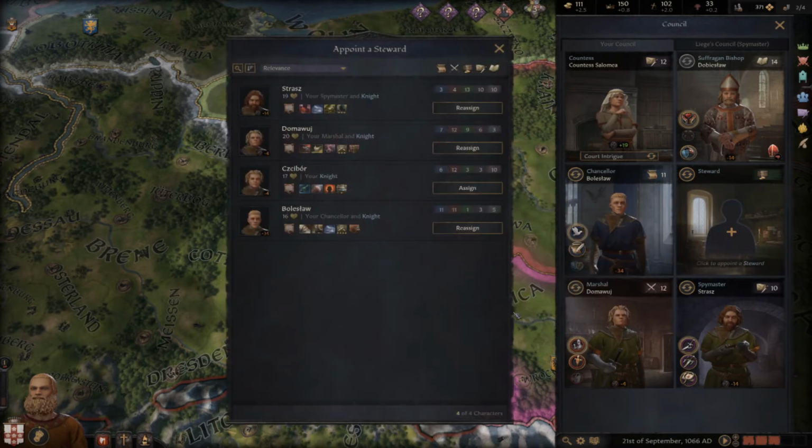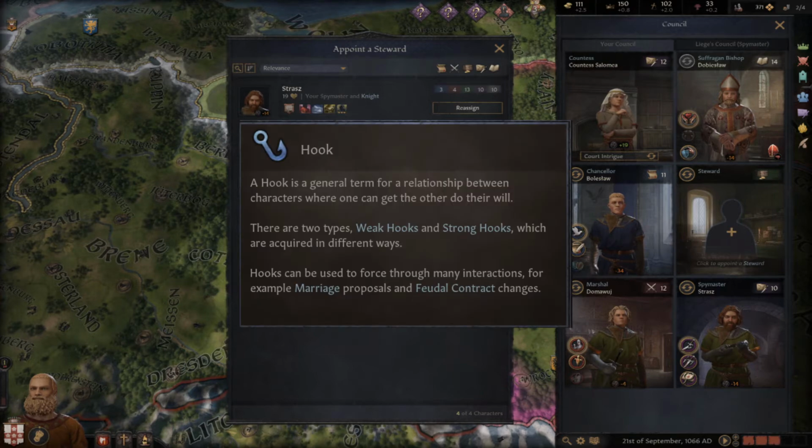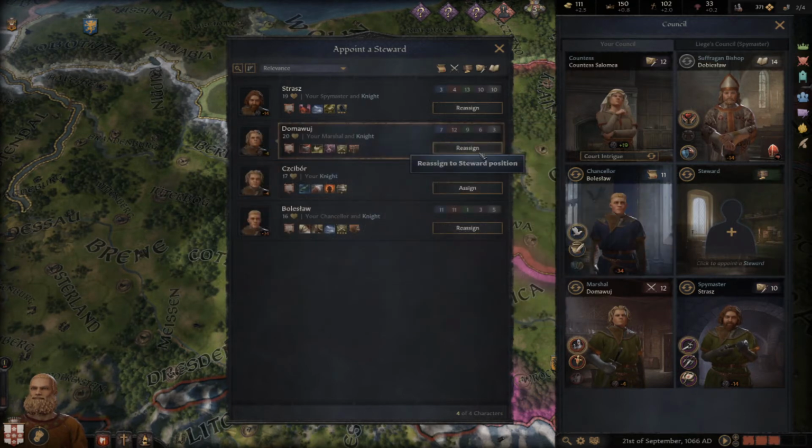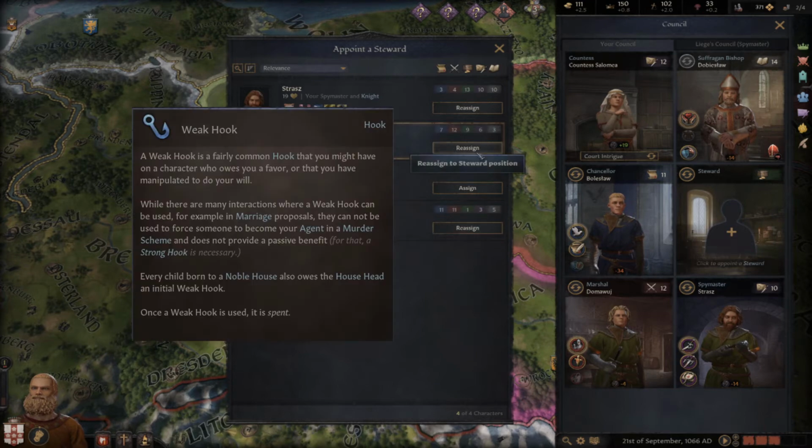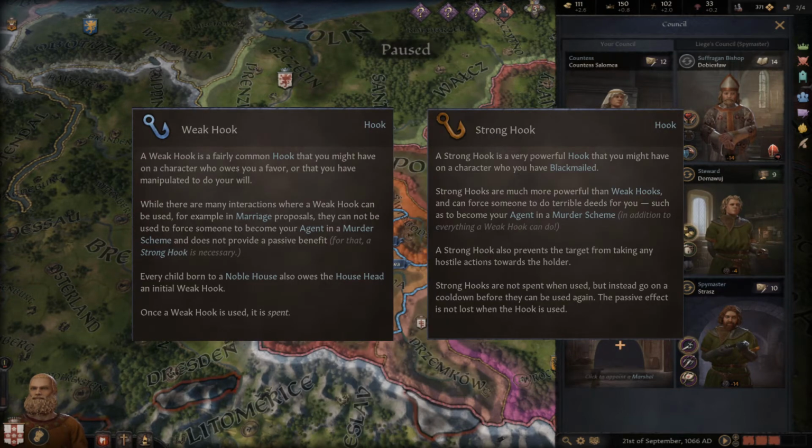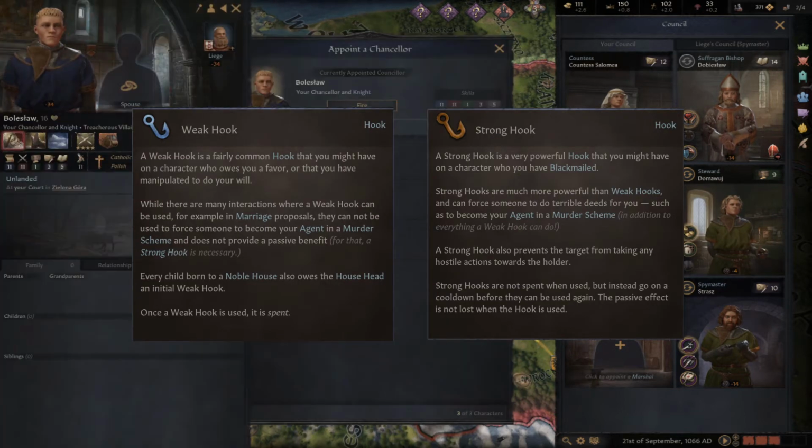Next, we have hooks. These are a means of influencing or forcing a character's decision. Hooks can be gained from random events, by blackmailing someone for a discovered secret, or via the Fabricate Hook scheme when you have the Truth is Relative perk. Hooks represent a favor owed to you by said character and can come in 2 forms, weak and strong. Weak hooks can be used once, whereas strong hooks may be used multiple times but on a cooldown.